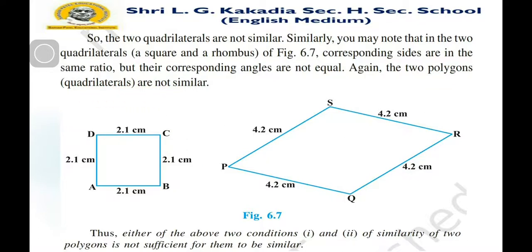Thus, if either of the above two conditions, first and second, of the similarity of two polygons is not satisfied, they cannot be similar. Both conditions must be satisfied. Then we can say that the two figures, or two polygons, are similar to each other.